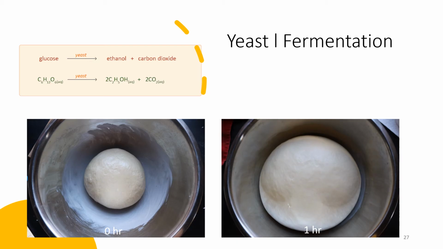Then these pictures on the bottom are from a fast yeasted bread that I made. We have the bread on the left-hand side at 0 hours right after it was kneaded, and then an hour later after it's been given time to properly rise, it's over doubled in size from using baker's yeast or commercial yeast, which can ferment very quickly, therefore increasing the size of the dough.